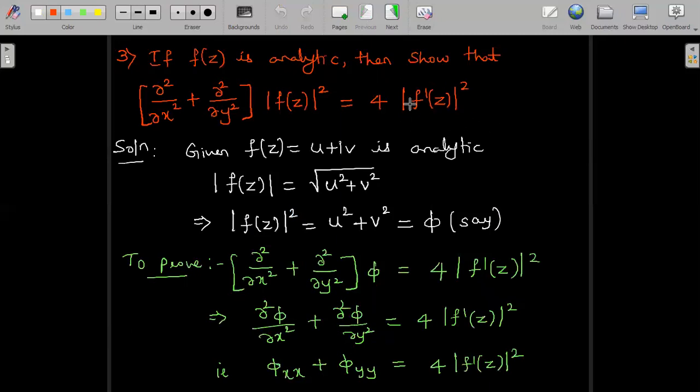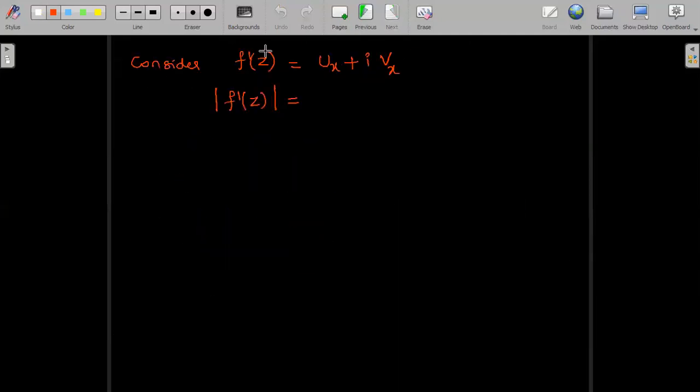The right hand side of the requirement is mod f dash z whole square. So that is the reason I take mod f dash z now. This gives us square root of ux square plus vx square. Now again squaring on both sides, this becomes mod f dash z whole square is equal to ux square plus vx square.